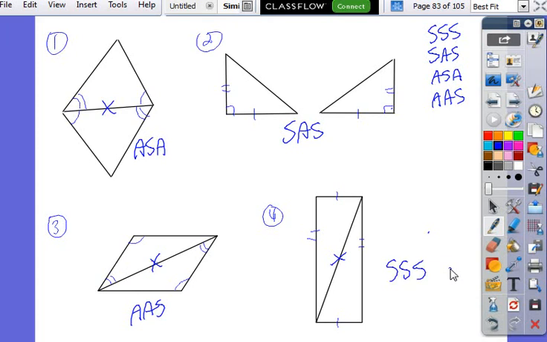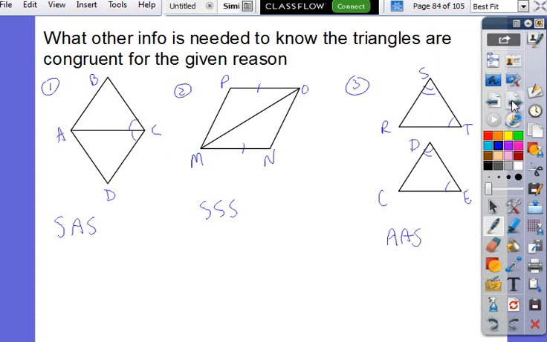All right, this part right here is normally the harder part for people to get. It's asking what other things need to be marked in order for me to make that particular rule work. So I'm trying to make side angle side work. Well, what is already up there that's marked? One angle. So that means that part is done. I don't have to worry about dealing with the angle anymore. So now what do I need? 2 pairs of sides.